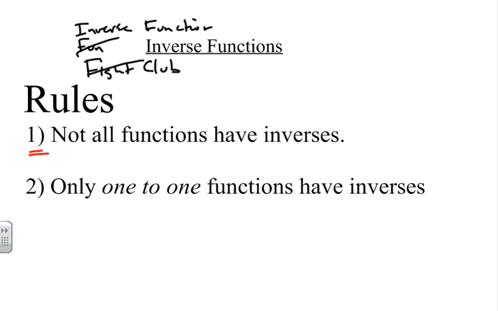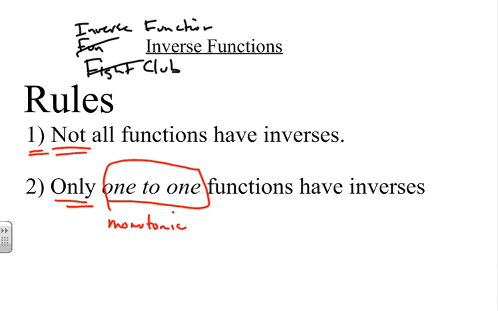First rule: not all functions have inverses. That's the first thing. Not all functions have functional inverses, not all of them. And which ones do? Only one-to-one or monotonic functions have inverses.